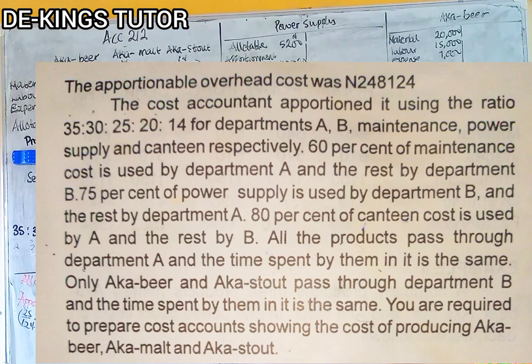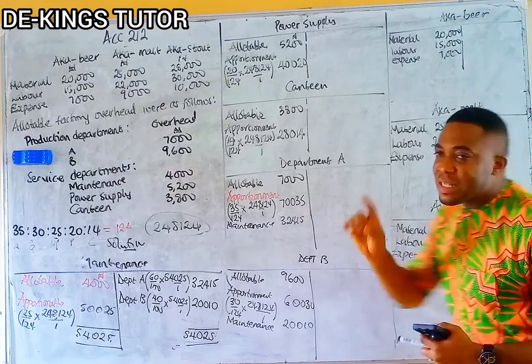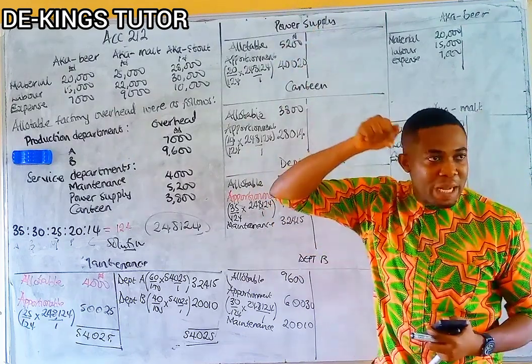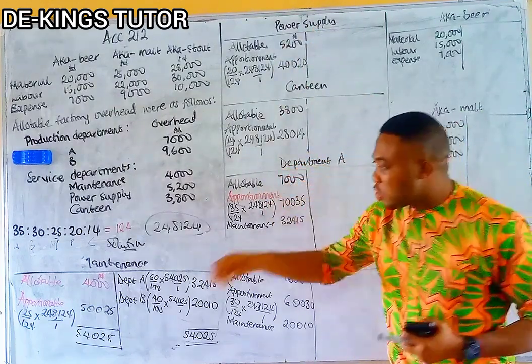75% of what? Is used by what? Department B. And the rest by what? Department A. So they said 75% of power supply is used by department what? B. So you saw how we did this.